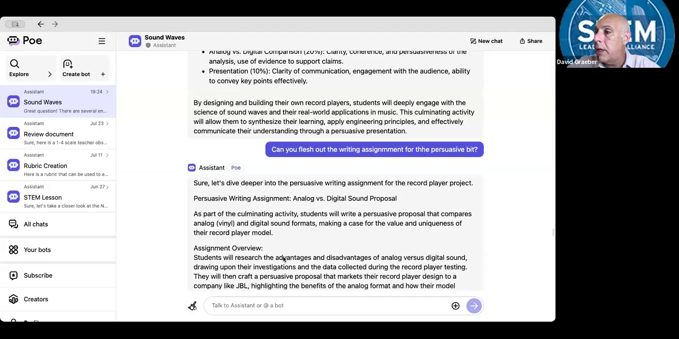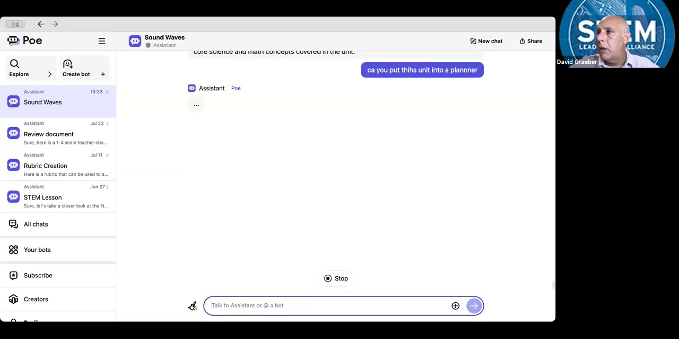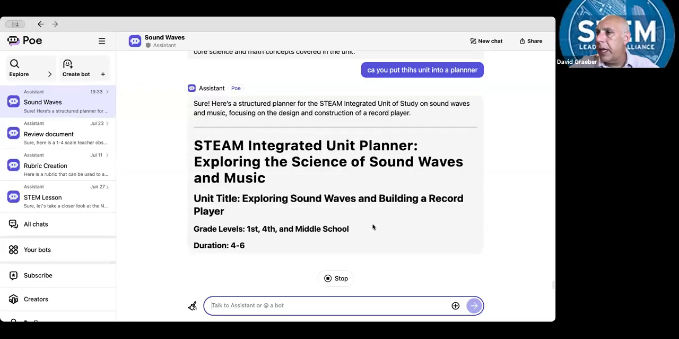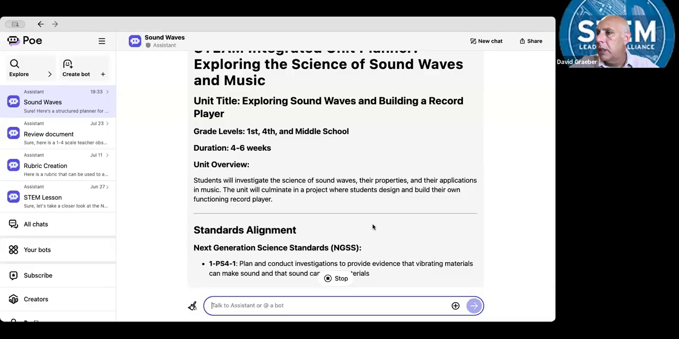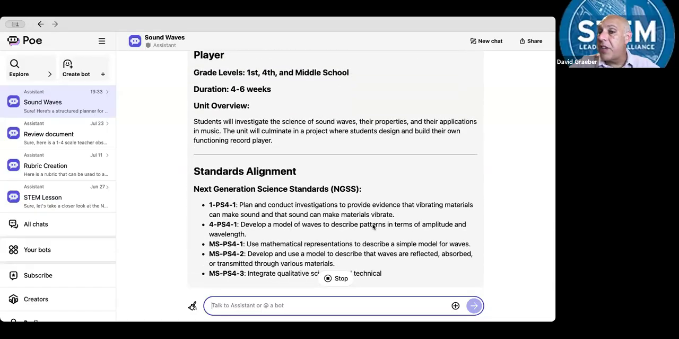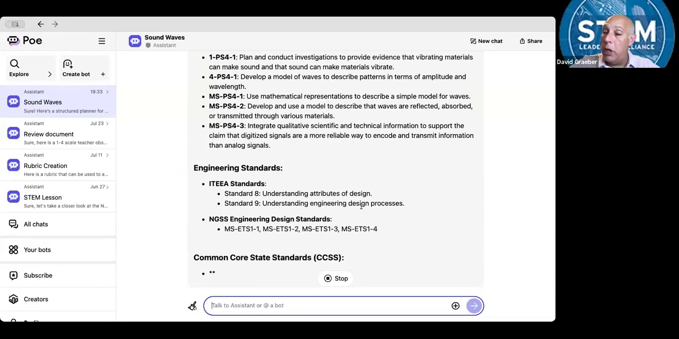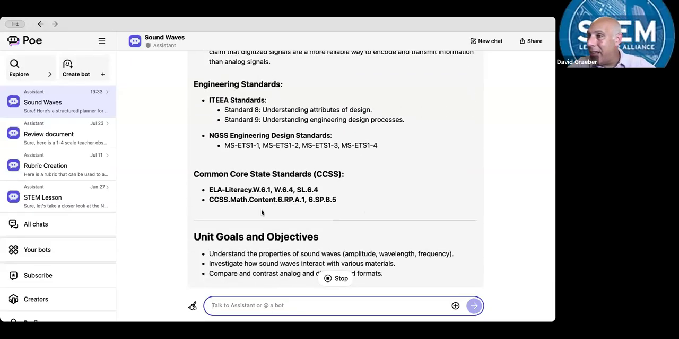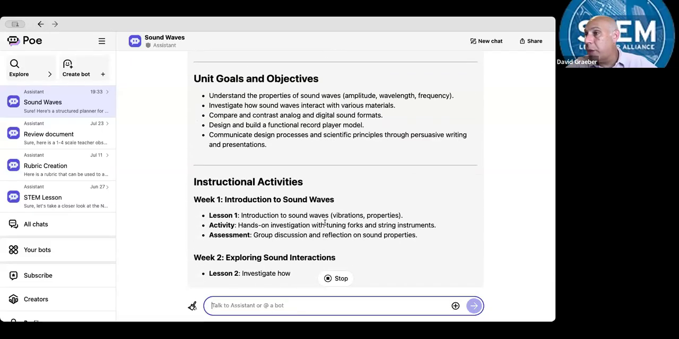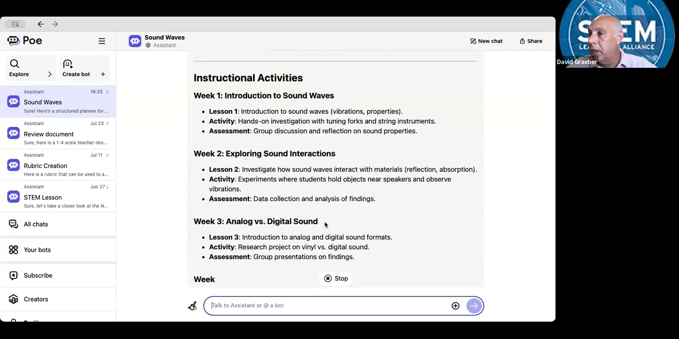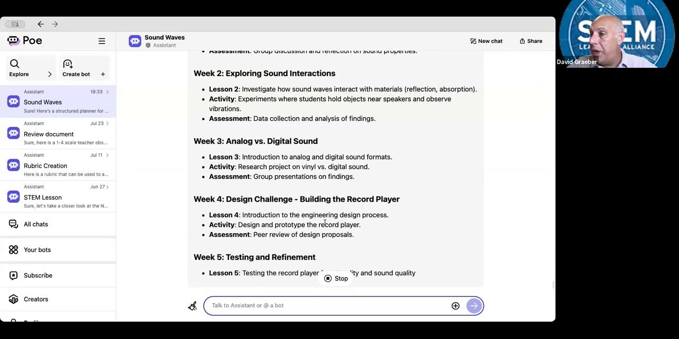Let's see. I can even say here, can you put this unit into a planner? Let's see what it does. Sure, here's a structured planner. So look at this. In some of these chatbots, you could actually upload the Word document. So now I can take this out and chunk it in my school's or my district's preferred methodology. Look at this, week 3, week 4.